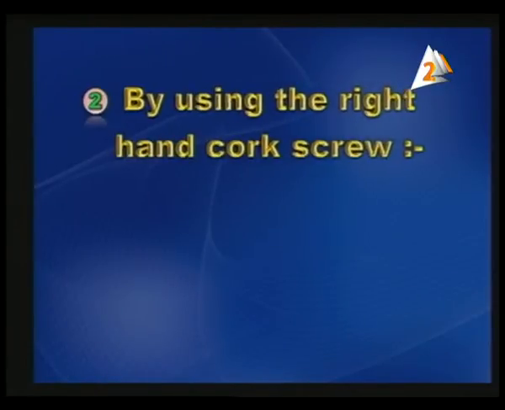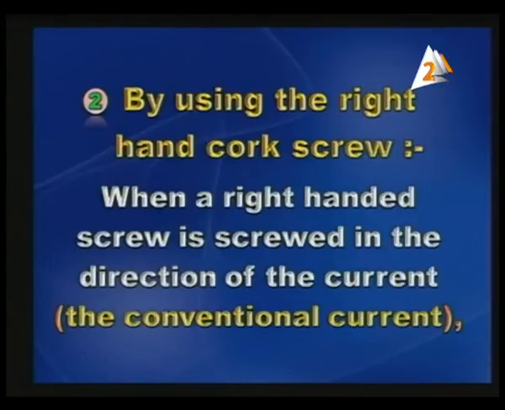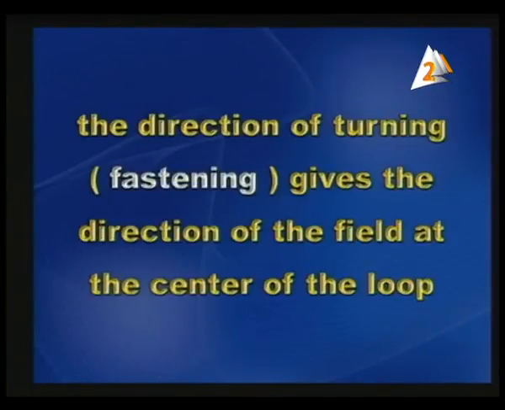Second method, by using the right-hand corkscrew. When a right-handed screw is screwed in the direction of the current, the conventional direction of course, the direction of turning, of fastening, gives the direction of the field at the center of the loop.